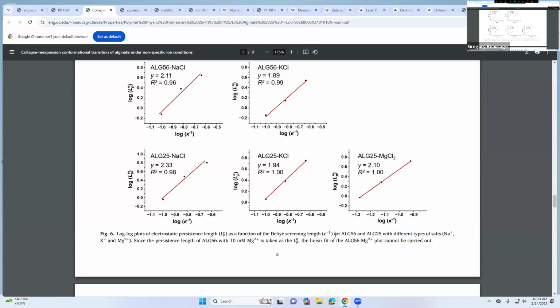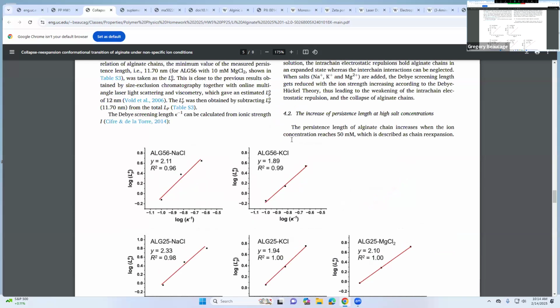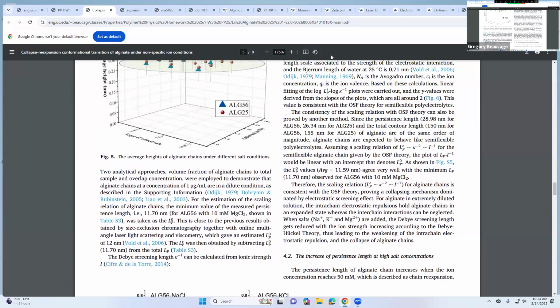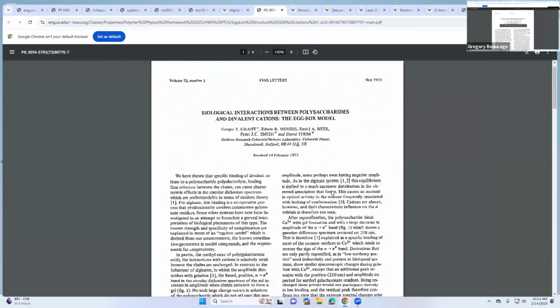Oh, inverse screening length. It's supposed to be inverse squared here. They get from these plots the L0 from the intercept, and they get the dependence that agrees with OSF, which should be this thing to the -2, not -1, right? Why did this show up? It should be to the minus... did I?